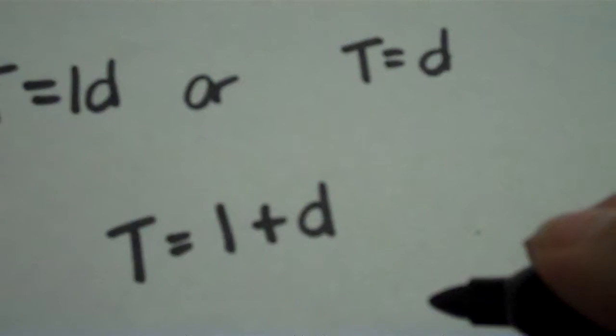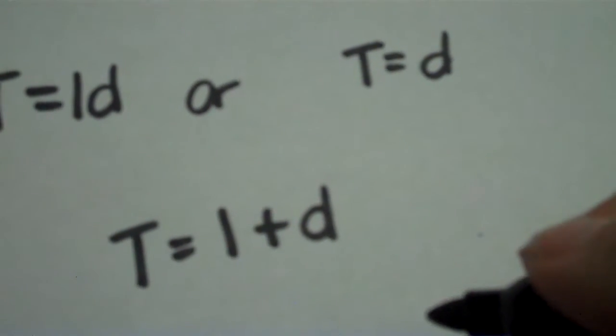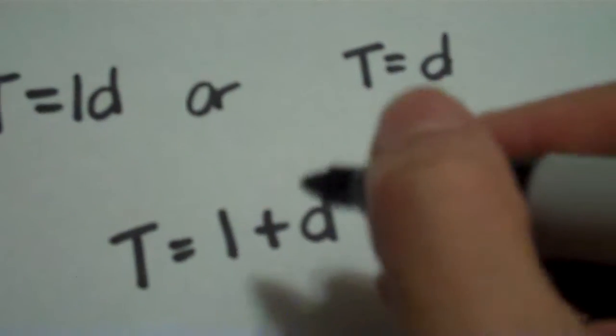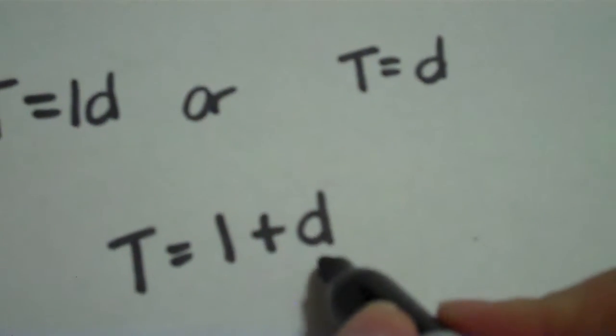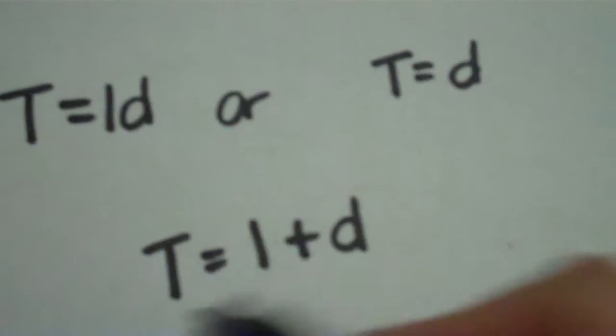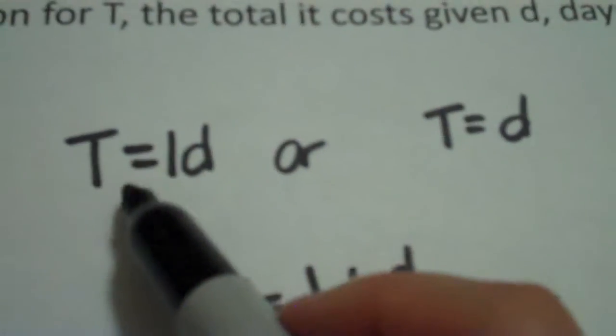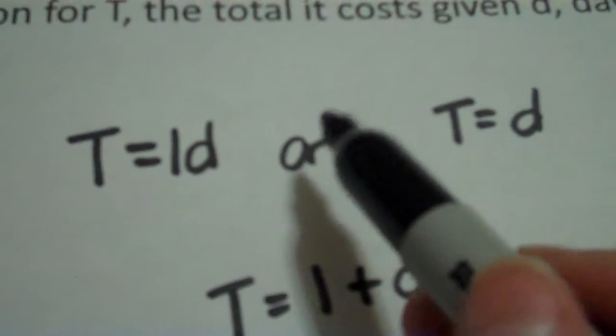Okay? But no, side by side means multiplied. Because if this were true, then for 1 day, 1 plus 1 would be 2. And that would be wrong. Okay? So make sure it looks something like this. The slope here would be 1. The y-intercept would be 0.